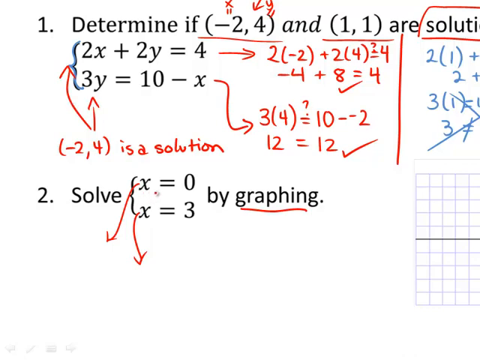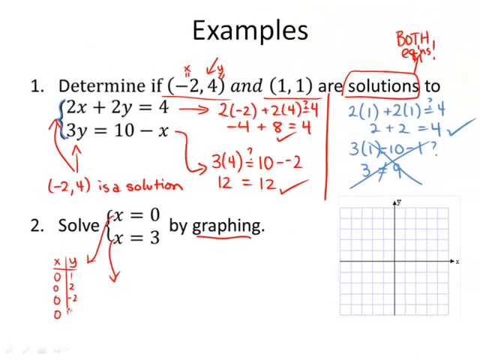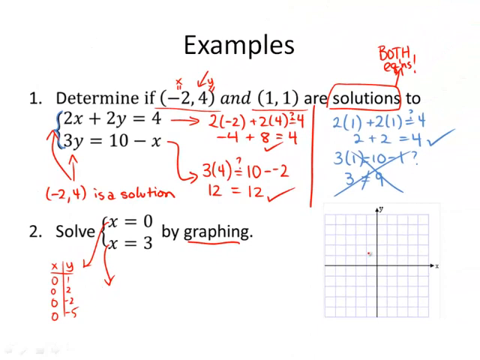Alright, how do we graph x equals 0? Well, that's an equation with every single x value being 0, and y values can be anything, which actually gives us the y-axis. Now, if x equals 3, similarly, all the x values have to be 3. So we've got this line here.